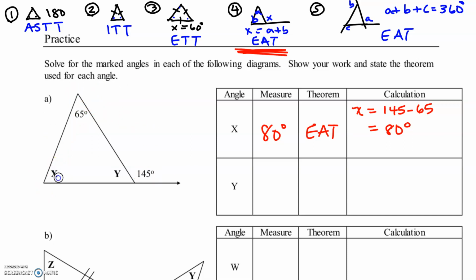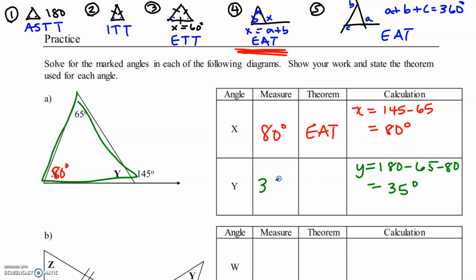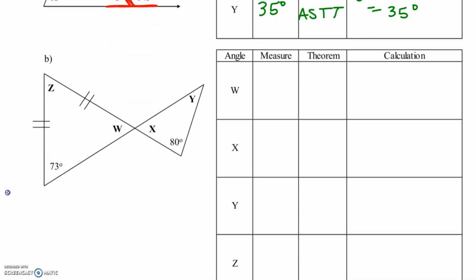Before I do that, I'm going to write it in. This is 80 degrees. So I can see that y is inside a triangle, and I know all the angles in a triangle add up to 180. So I can do y equals 180, subtract 65, subtract 80, and that's going to give me 35 degrees. And that is by ASTT. Now you could have also found y using SAT right here. Okay, and you will get the same answer. All right, let's check the next one out.